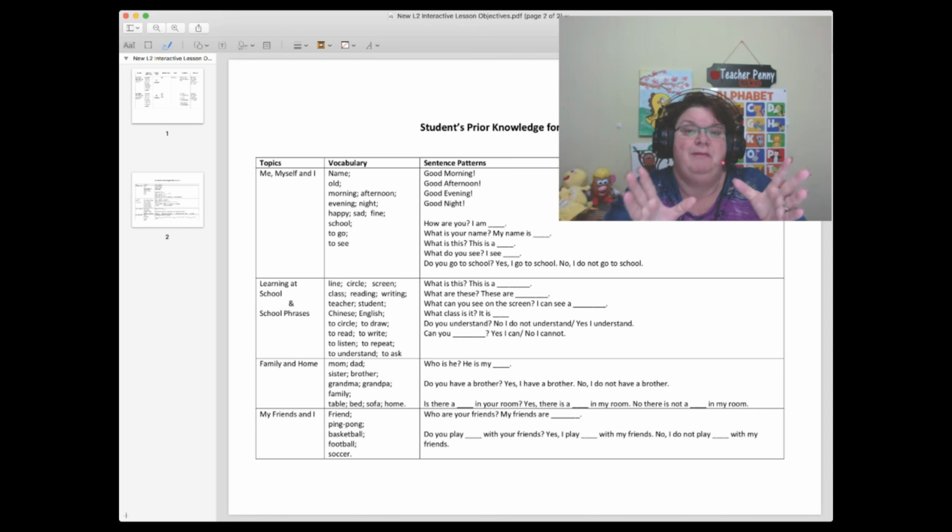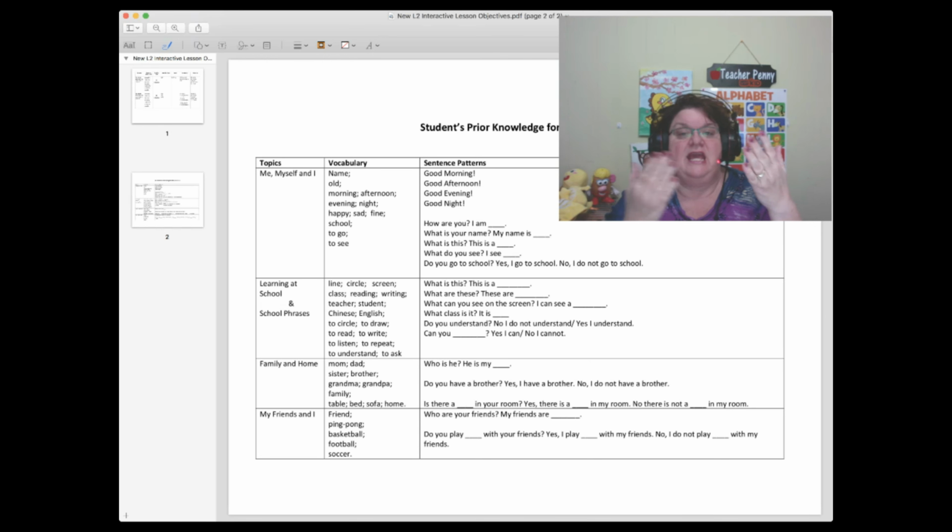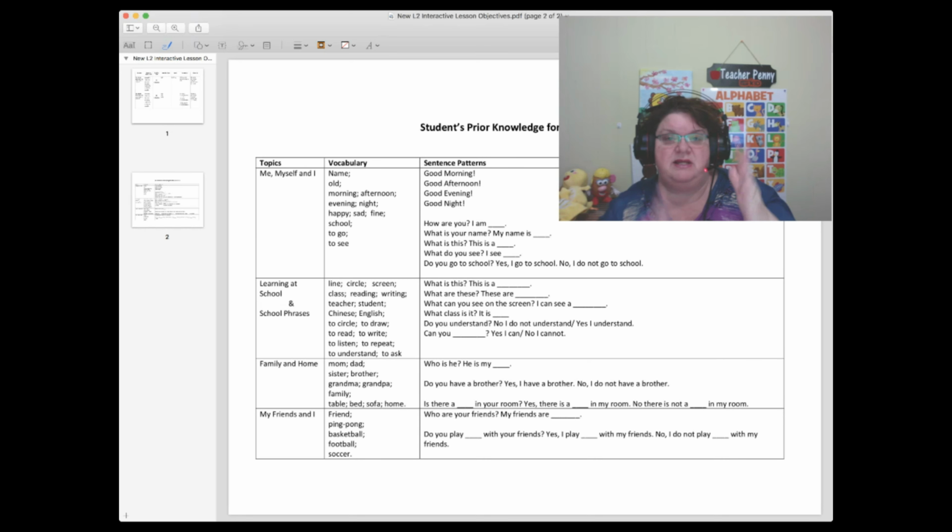So what I'm going to do is walk you through this and help you understand what they know, what they don't know, and what the lesson objectives are, or what you want to accomplish in this mock class. I'm going to start with the second page of that lesson objective sheet, because I think that's what you need to understand first.